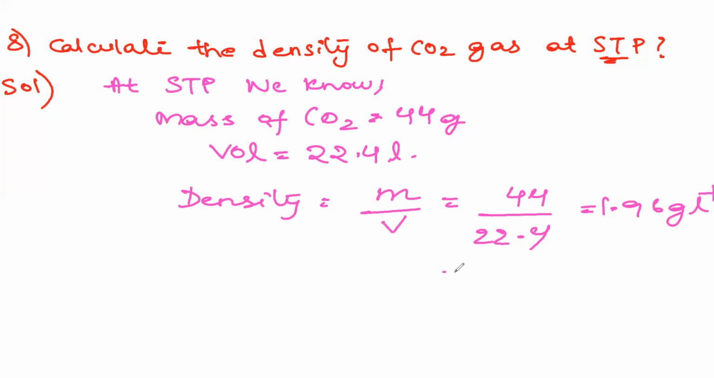So in this way, you'll get the answer. Calculate the density of carbon dioxide gas at STP is 1.96 grams per liter. So this is the answer. Like these simple questions, they'll ask for mole concept. Next question.